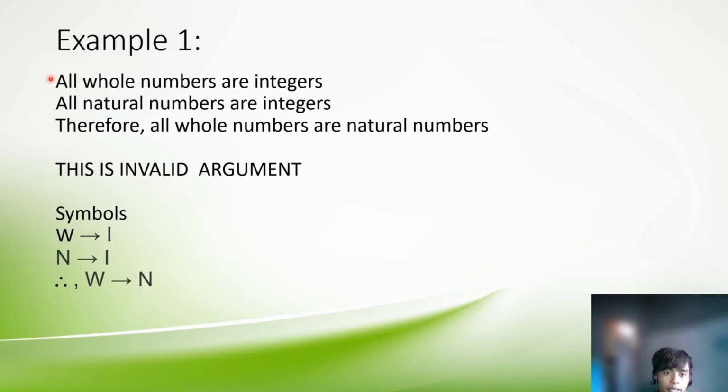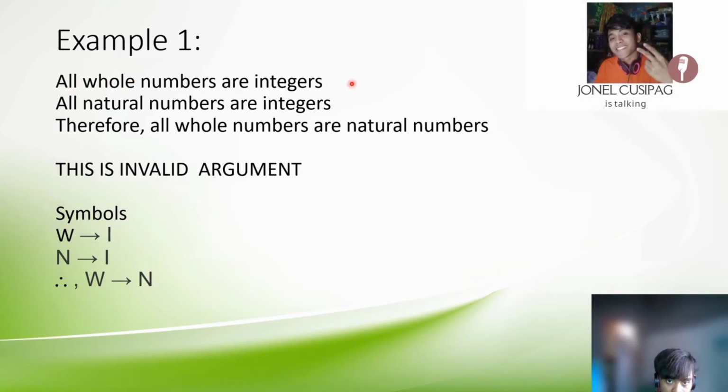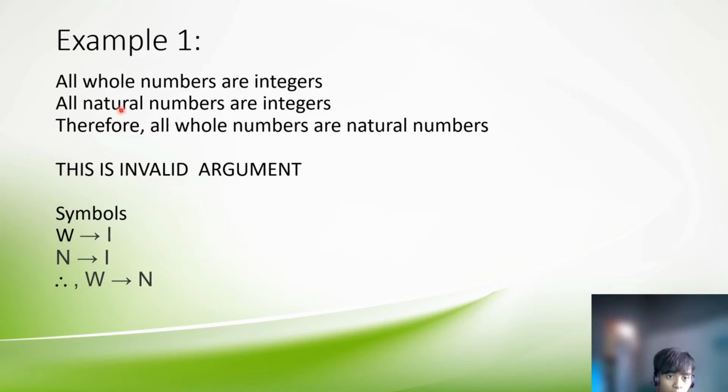Next, an example. In the argument, it says that in premise 1, all whole numbers are integers. In premise 2, all natural numbers are integers. In the conclusion, therefore, all whole numbers are natural numbers. So how can we say that this is an invalid argument? By looking at the symbols, W links to I, and N links to I, and therefore W links to N. To prove it, we will use a Euler diagram.